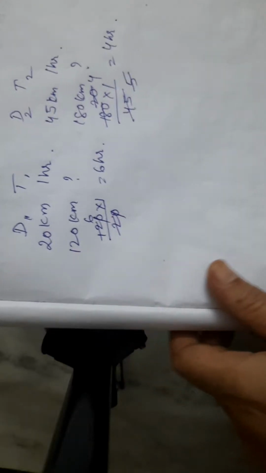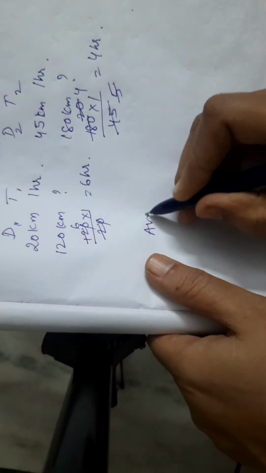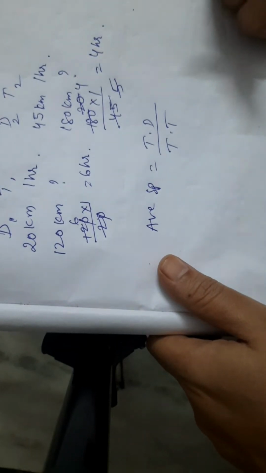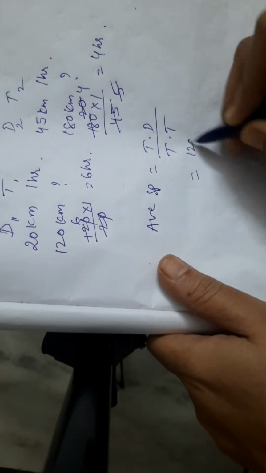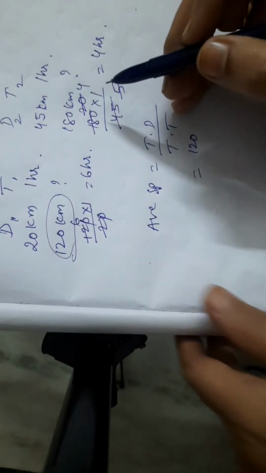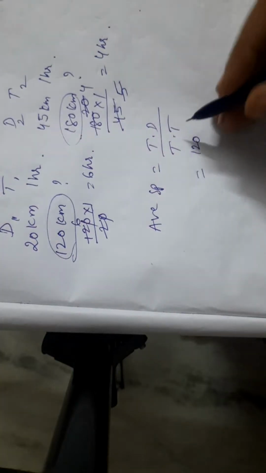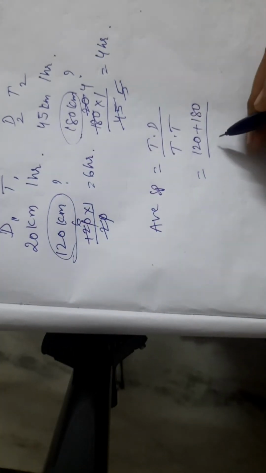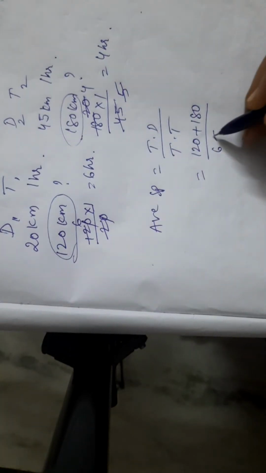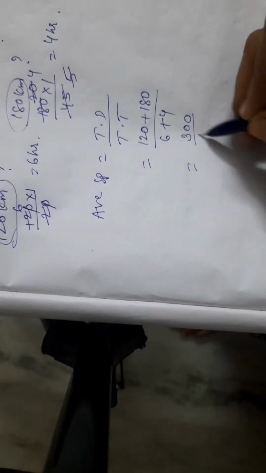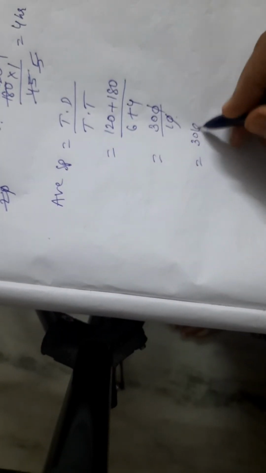We got the times, one is 6 hours, other is 4 hours. We need to find out average speed. Average speed is total distance over total time. So here total distance is 120 kilometer it covered in the first half, and in the second half 180 kilometer. So we are going to add that. Thus it is 120 plus 180 whole divided by 6 plus 4. So total is 300 divided by 10. So zeros got cancelled. Average speed is 30 kilometer per hour. So this is what we got as average speed.